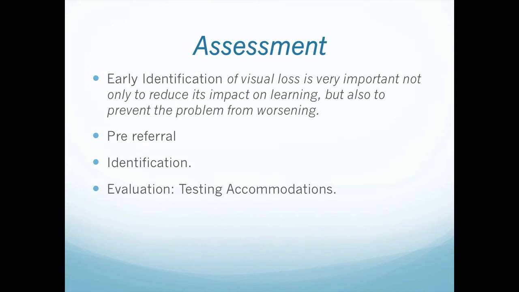Assessment. Early identification of visual loss is critical, not only to reducing its impact on learning, but also to prevent the problem from worsening. Pre-referral, school-wide visual screenings still take place and can help identify students with visual disabilities and help them get needed services. Usually the local health department provides visual screening.